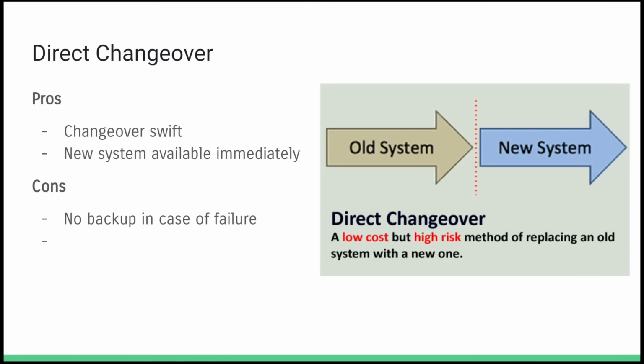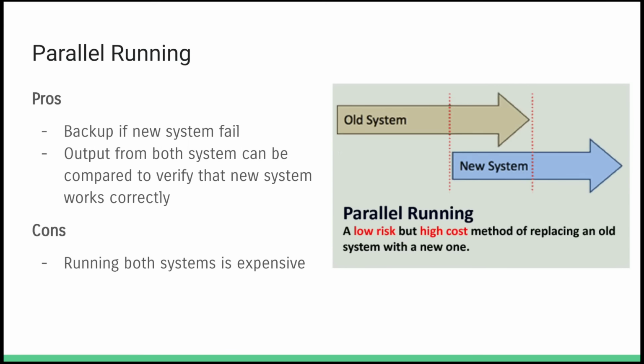Another problem with that is that there's no backup in case of failure, right? So if you directly move to the new software system, and you've basically turned off or mothballed the old software system, then you don't really have a backup in case of failure. You can't just go back to the other one quickly and easily. So really, direct changeover is a bit of a Hail Mary. You are just adopting the new software immediately. You're just getting rid of the old software, and you don't really have any redundancy or any protections in place in case things go wrong.